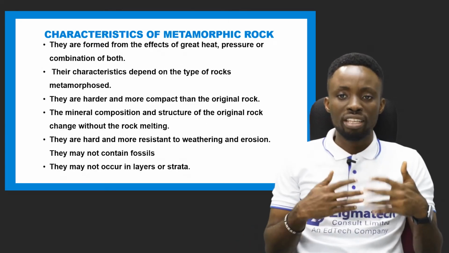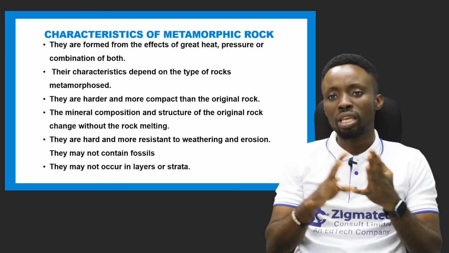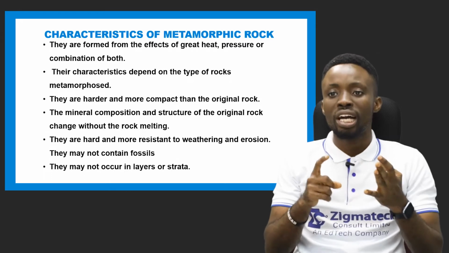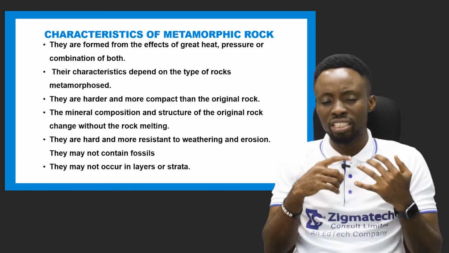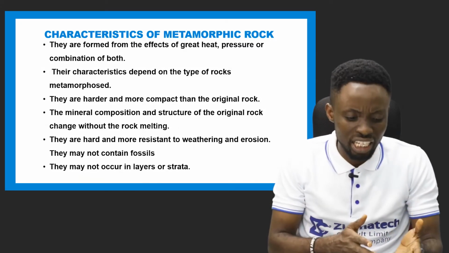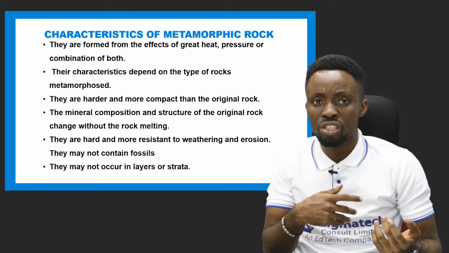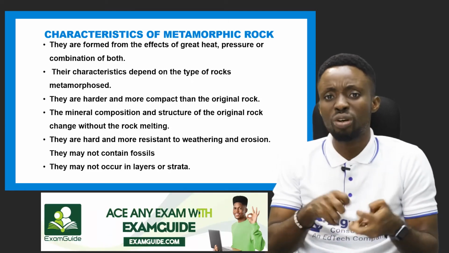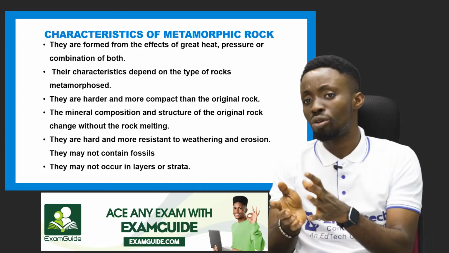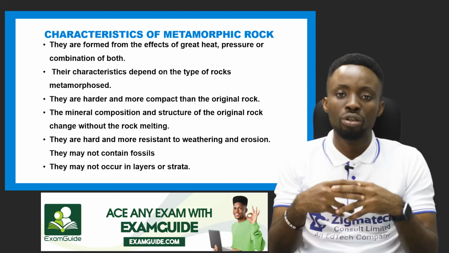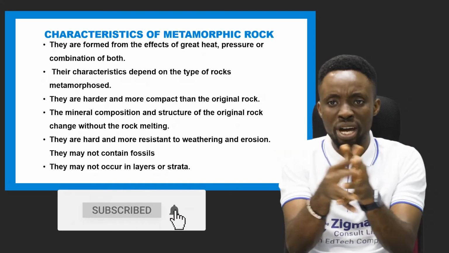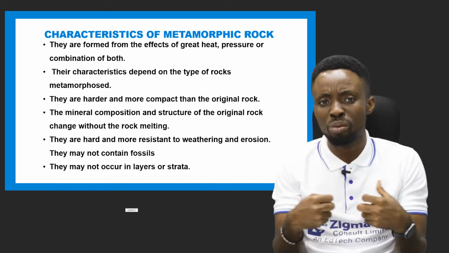So let's look at the characteristics of metamorphic rock. Now, metamorphic rocks are actually formed from intense heat or pressure, or both of them, and their feature depends on the type of rock that is being transformed, if it's an igneous rock or if it's a sedimentary rock. So if it's formed from a sedimentary rock, it's definitely going to have some sedimentary rock features. But if it's formed from igneous, it's definitely going to have an igneous rock feature after transformation. And they are actually harder or more compact than the original rock because of the pressure and the heat.